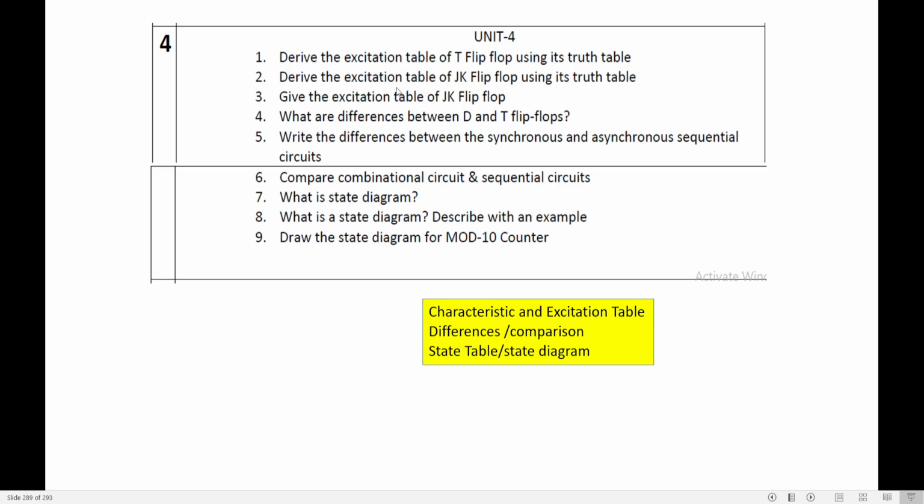So from this, the takeaway is you need to learn the excitation table of all the flip-flops and characteristic table of all the flip-flops. Second is differences. You need to understand the difference between synchronous and asynchronous sequential circuits, between combinational circuit and sequential circuit, and between synchronous counter and asynchronous counter. These are the most repeated questions.